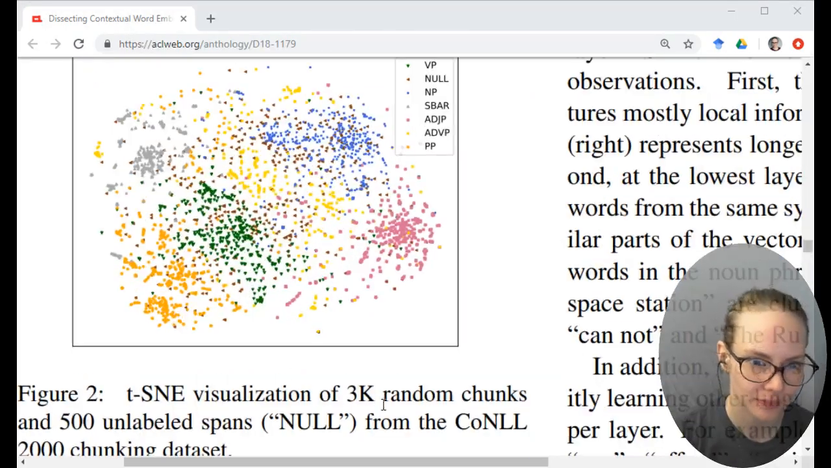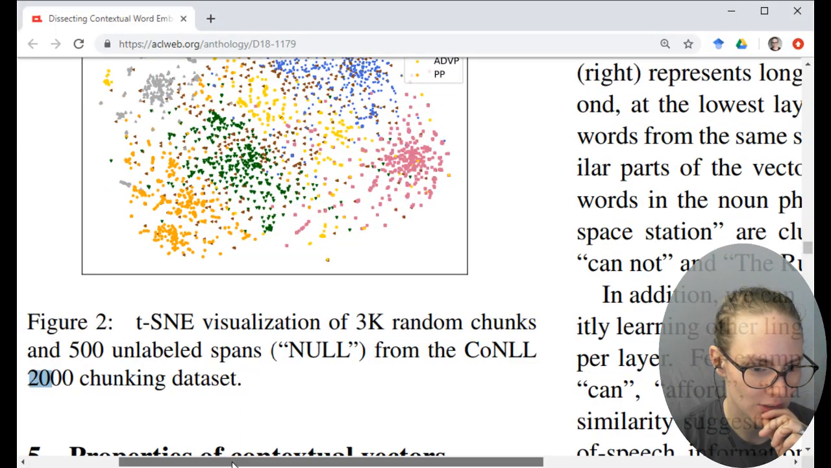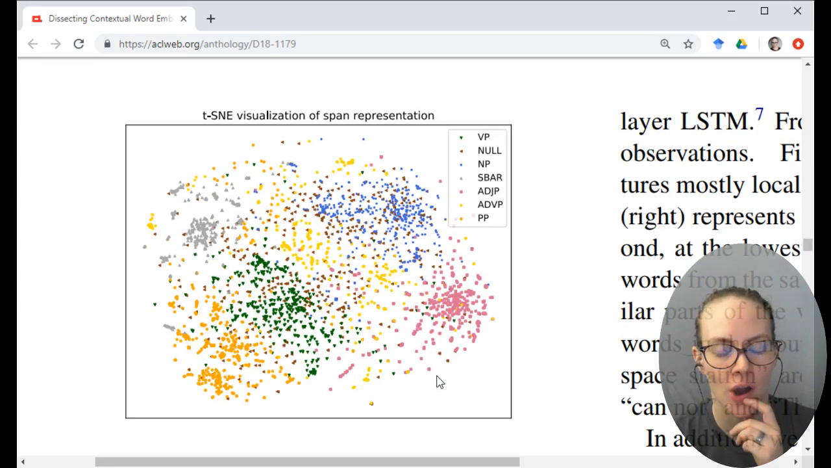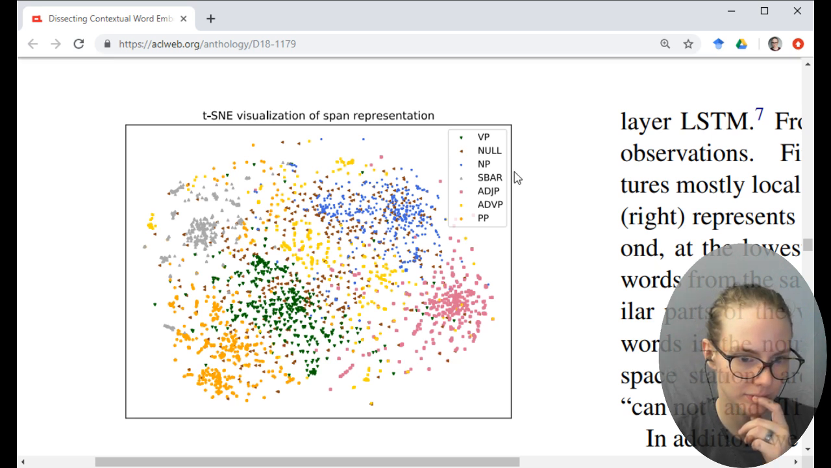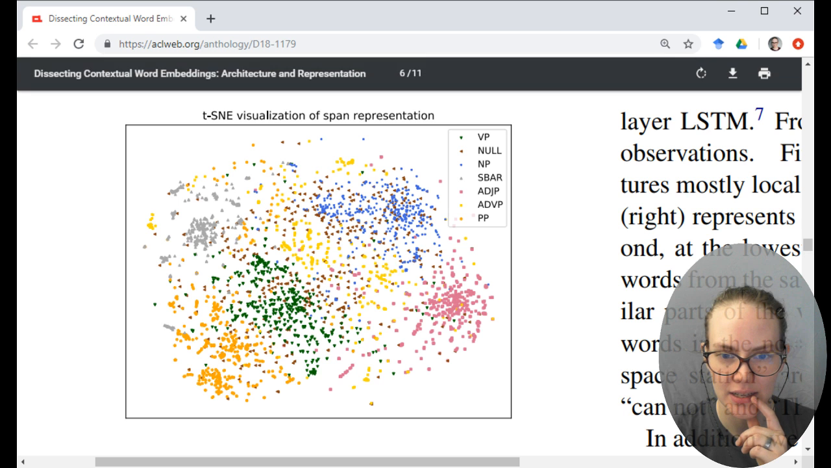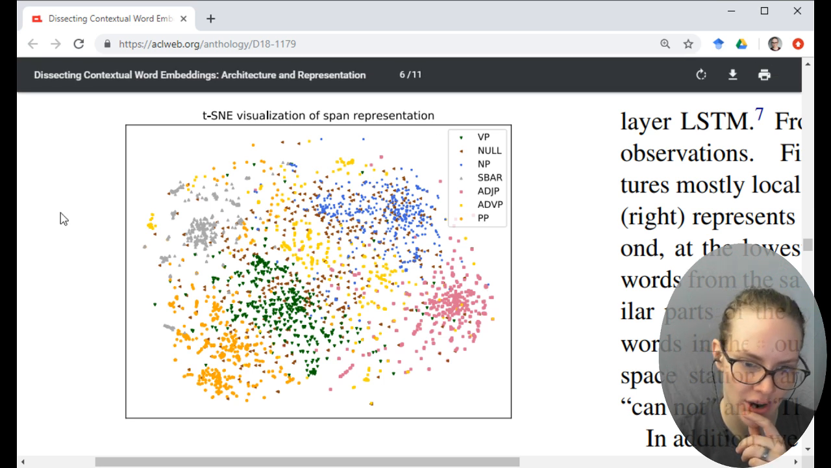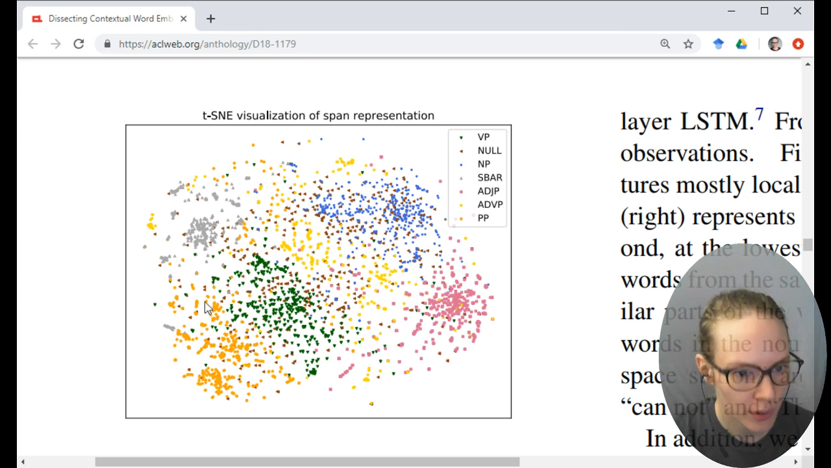So let's zoom in a little bit. Scooch it over a little bit. So the representation in space is based on the distance measure that they're using, which is based on the first and the last items in the span. And then the color is based on hand labeling. And so what I'm noticing here is we do have some clusters.